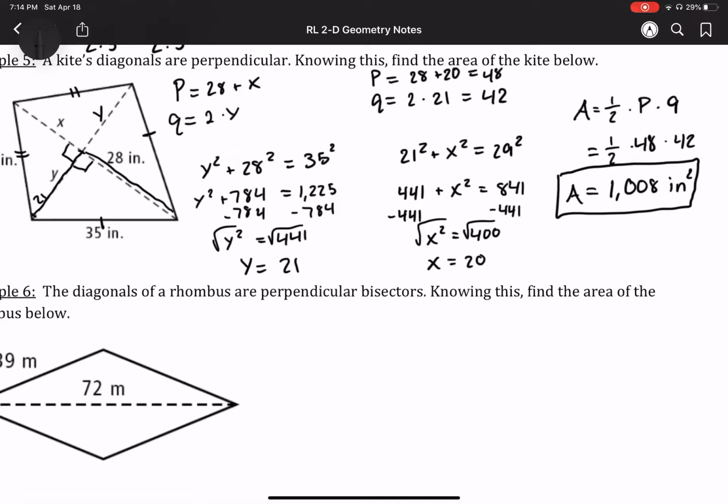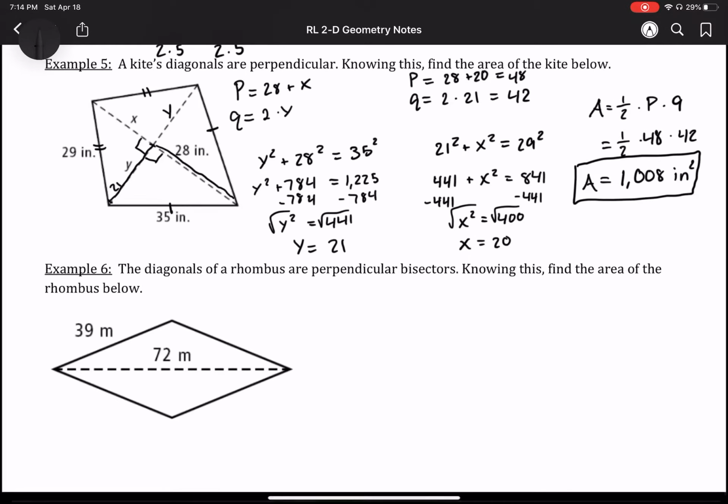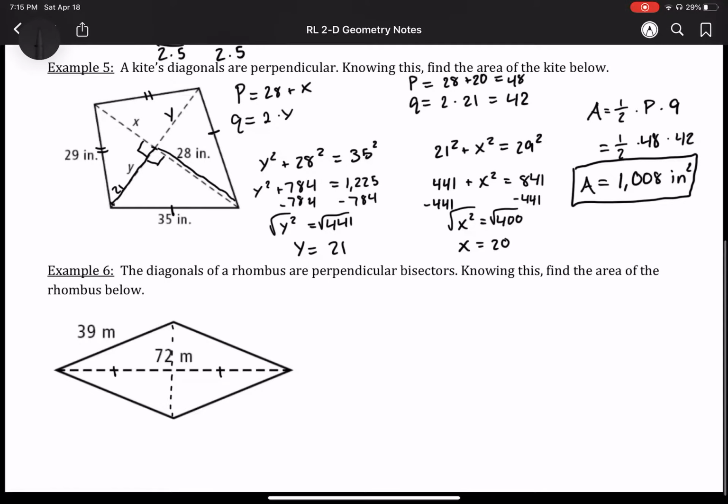All right, on to example 6. In example 6, it says the diagonals of a rhombus are perpendicular bisectors. Knowing this, find the area of the rhombus below. All right, so the rhombus is a little nicer for us, where our diagonals are perpendicular, and if you were to cut them where the intersection is, both halves would be equal. So this half of the diagonal is equal to that half, and this half is equal to this half of the other diagonal.